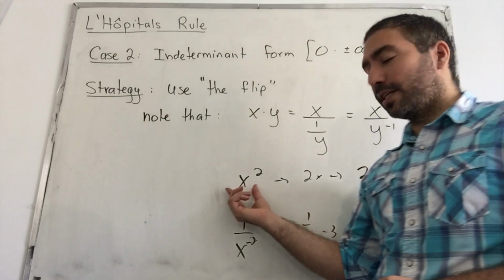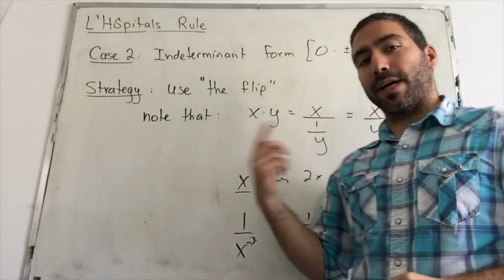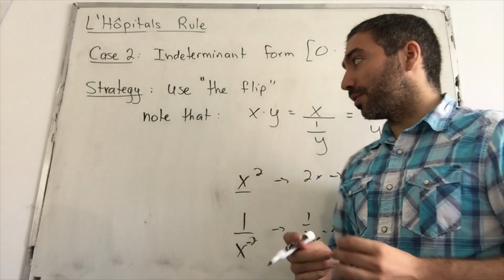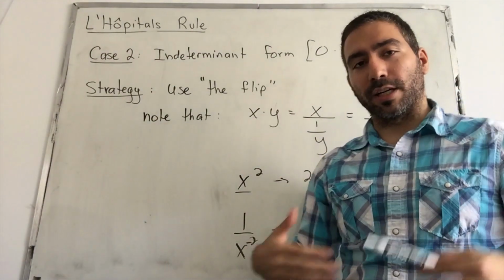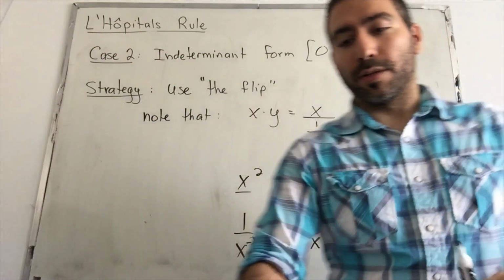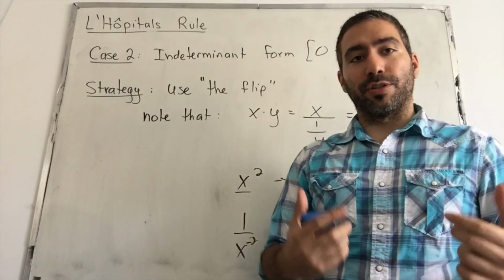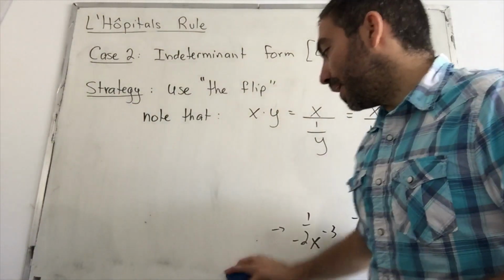So look at the exponent and think about the fact that if I take its derivative, it's going to disappear. That's one way of knowing which function to flip. But at the end of the day, it's going to come with practice. The more practice you do, the better you'll be at deciding which function to flip. And in the beginning, you're going to make mistakes.